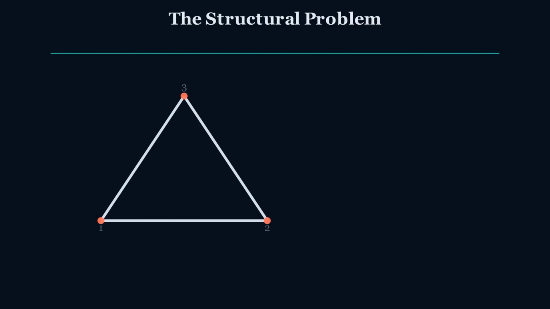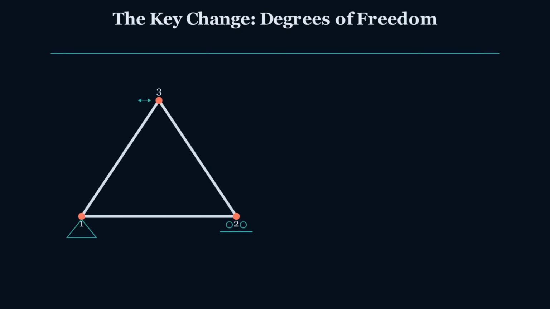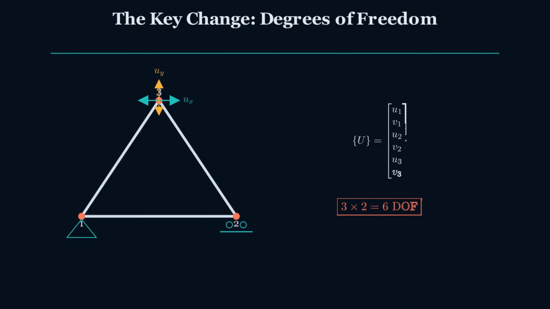Consider this triangular truss. Node 1 is pinned, node 2 is a roller, and a 10 kN vertical load is applied at the top node. The base is 2 meters, the height is 1.5 meters, the cross-sectional area is 100 square millimeters, and Young's modulus is 200 gigapascals. Unlike the one-dimensional bar, each node of this truss can move in 2 directions. For 3 nodes, the global displacement vector therefore contains 6 degrees of freedom.